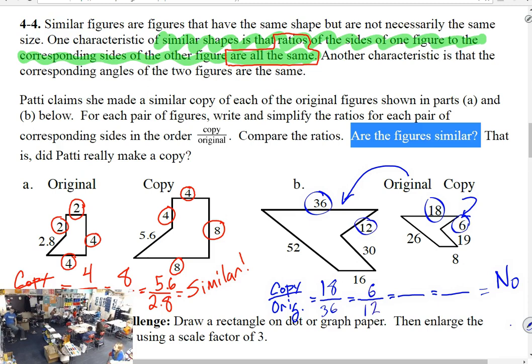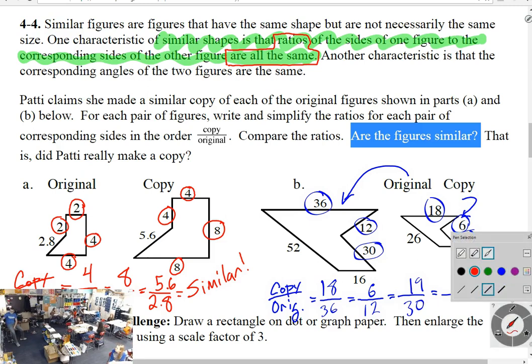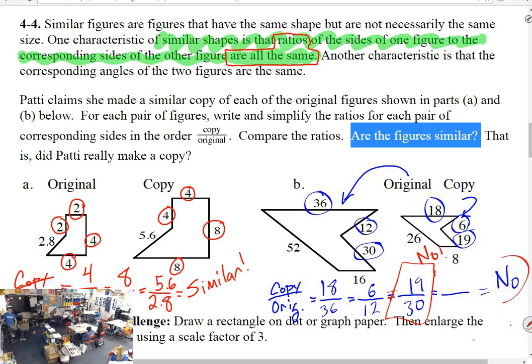Okay, well that's still true. Okay, copy on top, original on bottom. Is that still true? No. Oh, here we have a problem. This is not true. They are not equal. So that means we're not proportional, which means we are not similar.